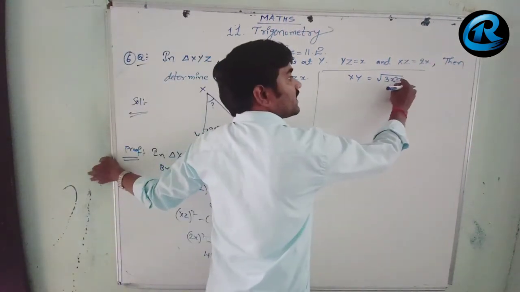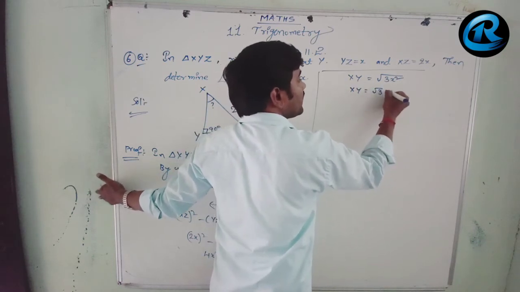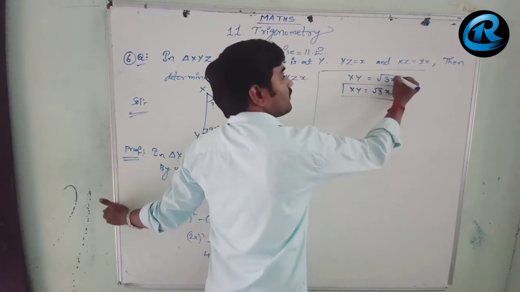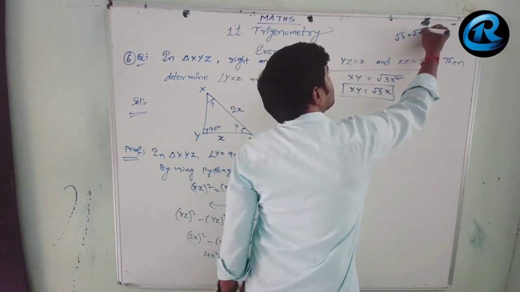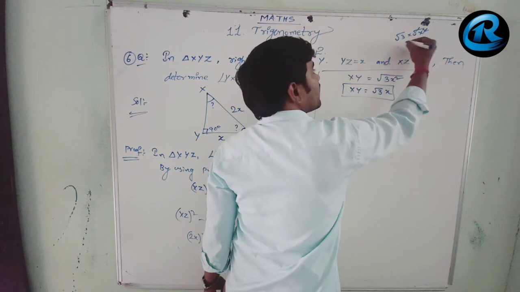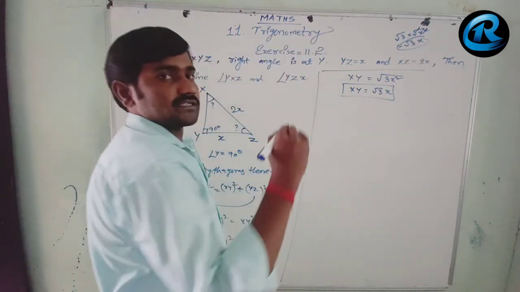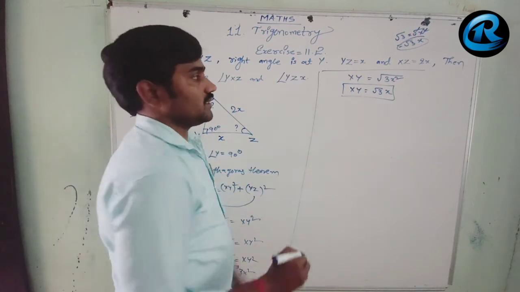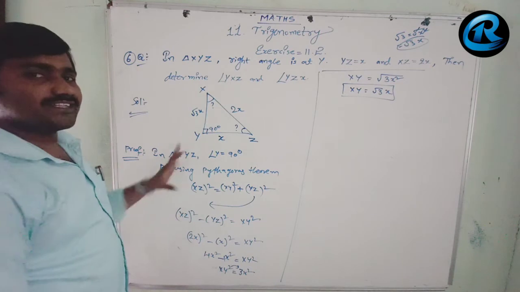This x square is there. This x we bring out of the root, so we get root 3 x. This can be written as root 3 into root x whole square, where square and square get cancelled, we get root 3 into x. That is, we took the squared x out of the root, then x comes. So we got here root 3 x. We got all the three sides now.